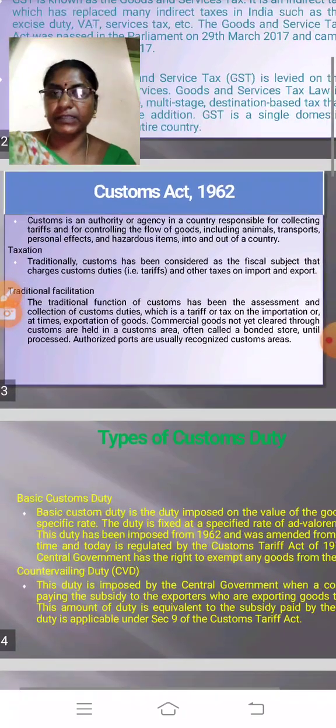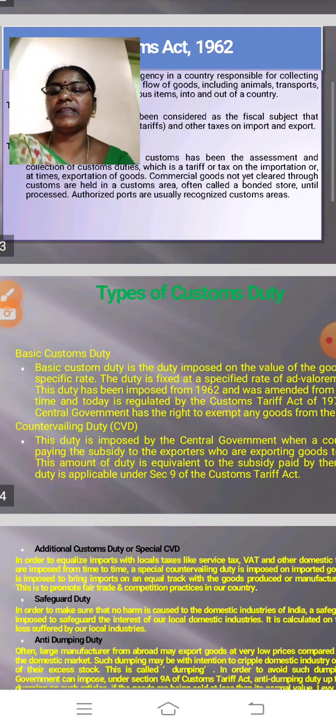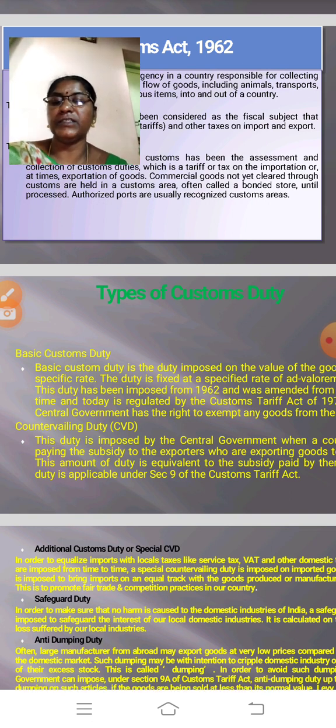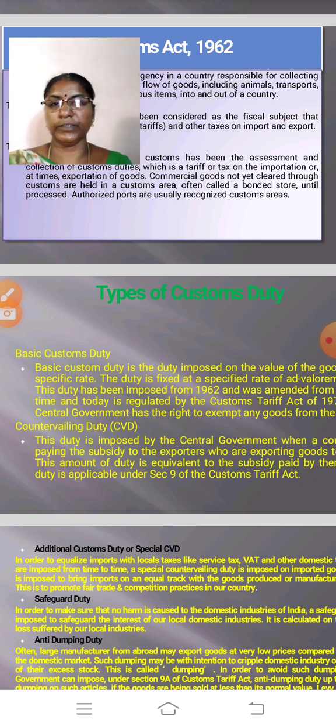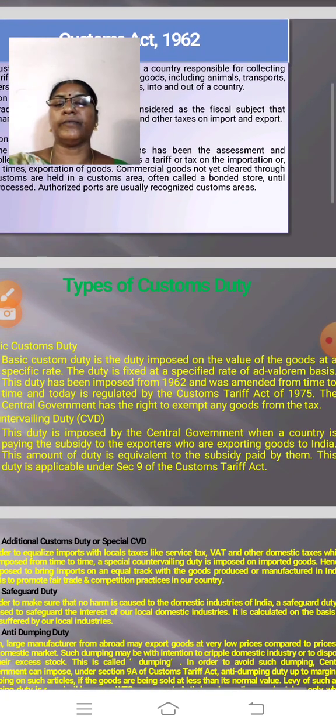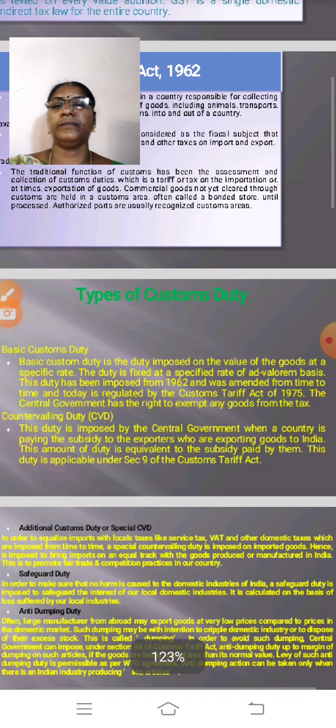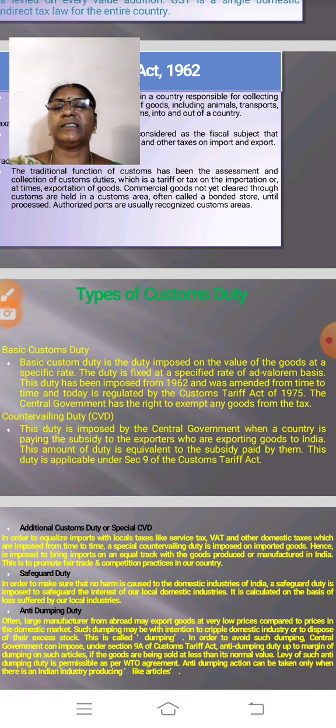There are types of customs duty: basic customs duty, countervailing customs duty, additional customs duty, safeguard duty, and anti-dumping duty. Basic duty is imposed on the value of goods at a specific rate, and the duty is fixed at a specified rate. This has been imposed from 1962, amended from time to time, and today is regulated by the Customs Tariff Act 1975. The central government has the right to exempt any goods from the tax.